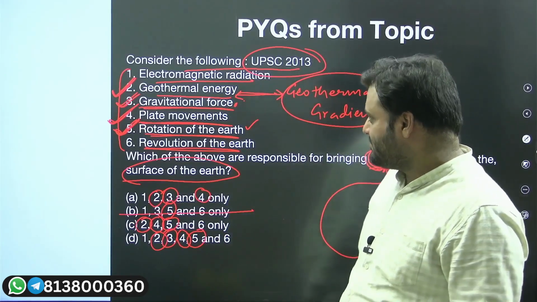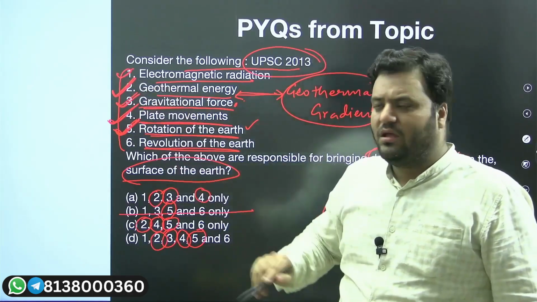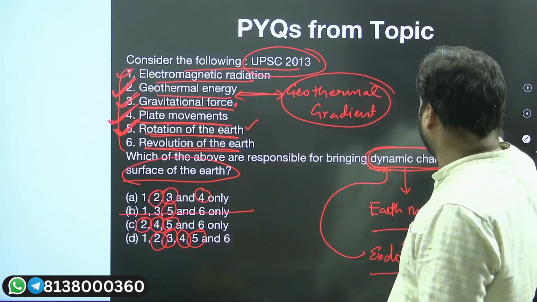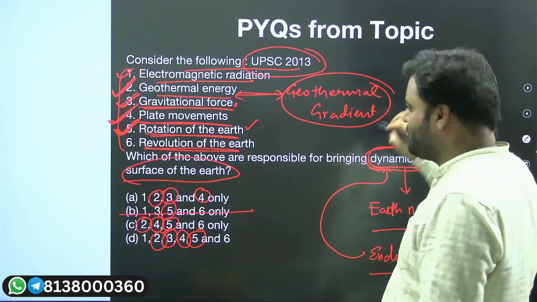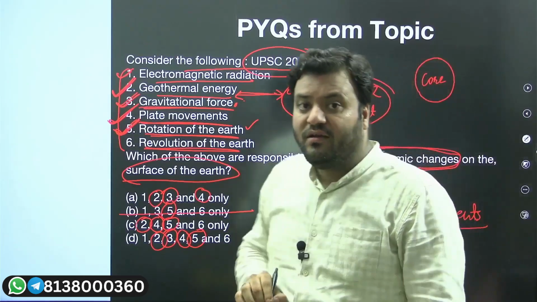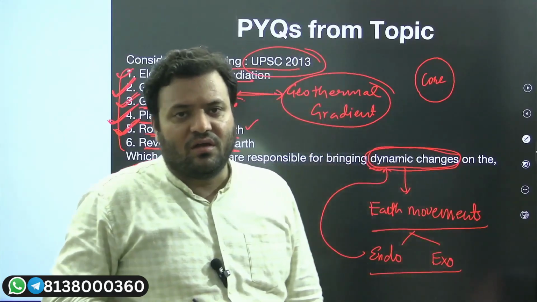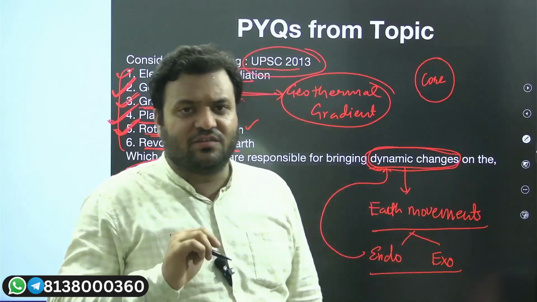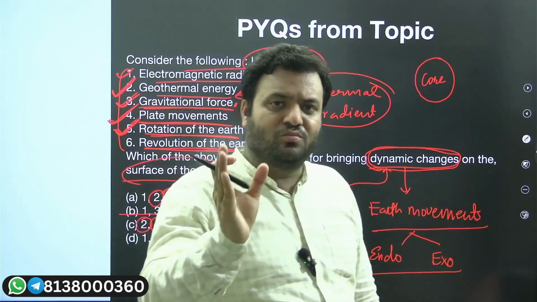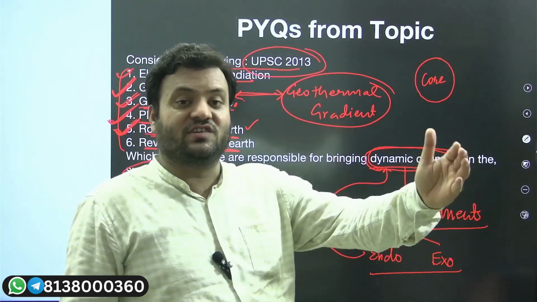Now, electromagnetic radiation. Our Earth, or let's say our core, I hope you remember. This core is responsible for magnetism around the Earth's surface, and that magnetism protects us from the sun. You will have clarity when we discuss the atmosphere.